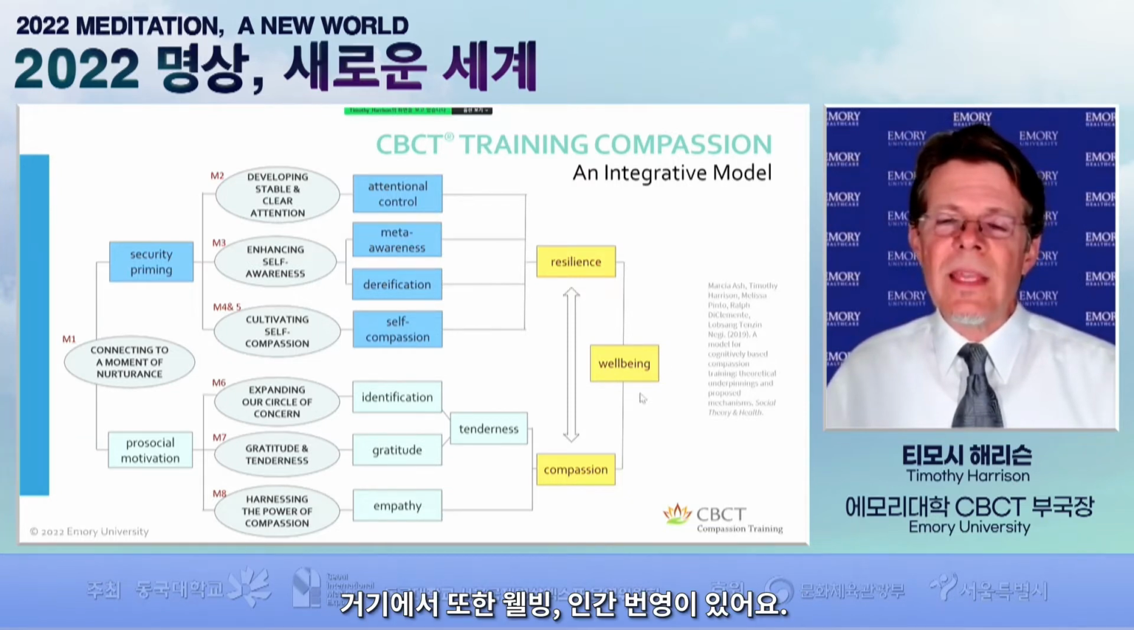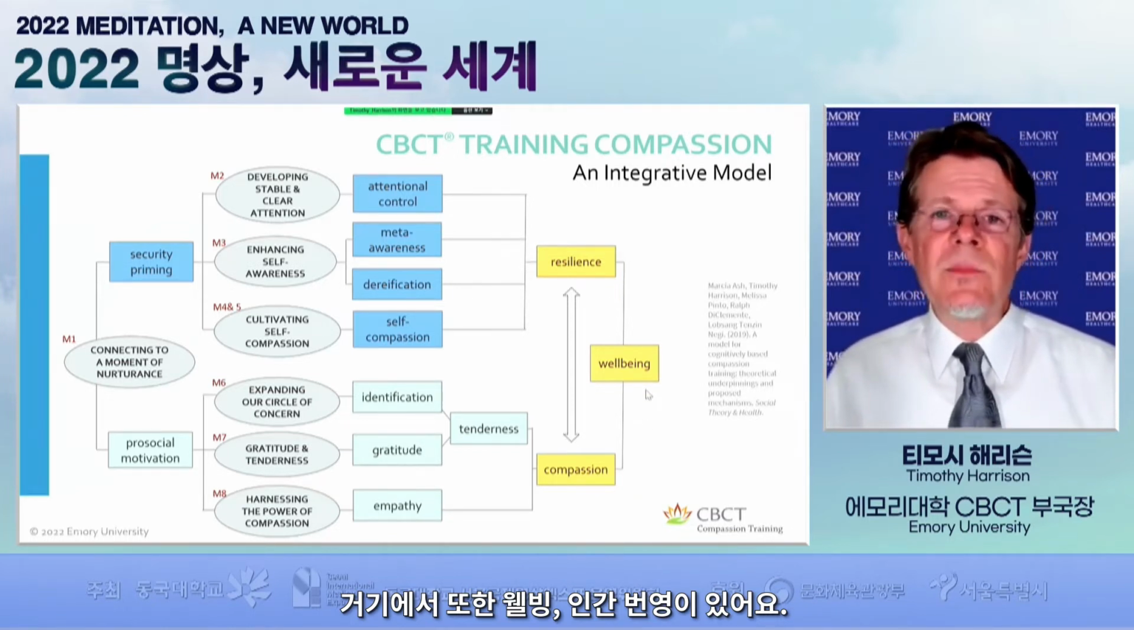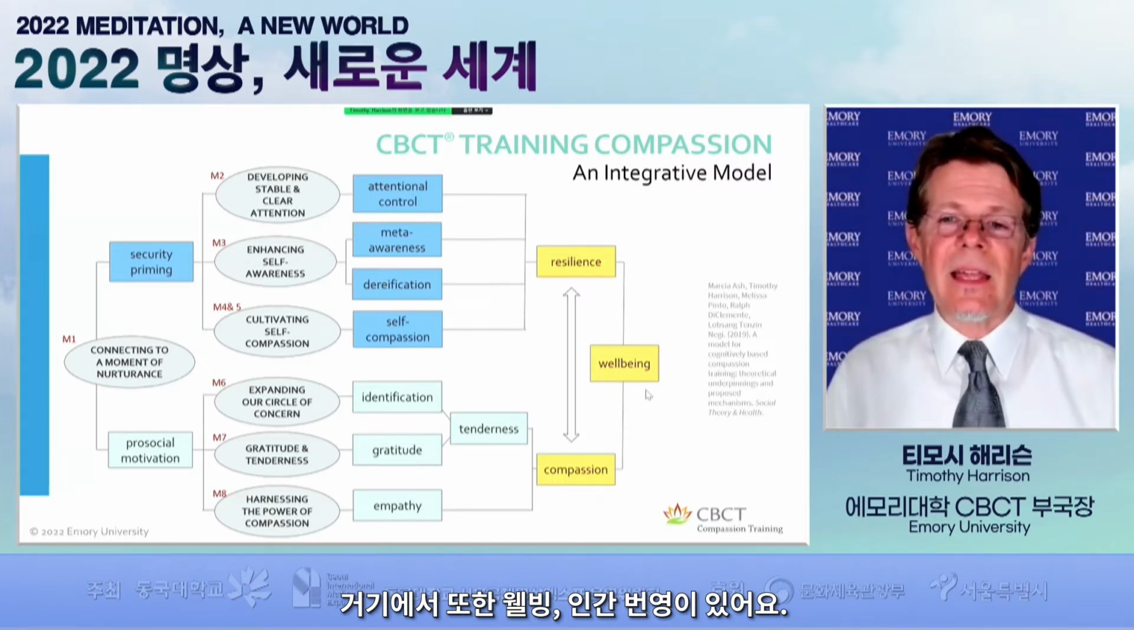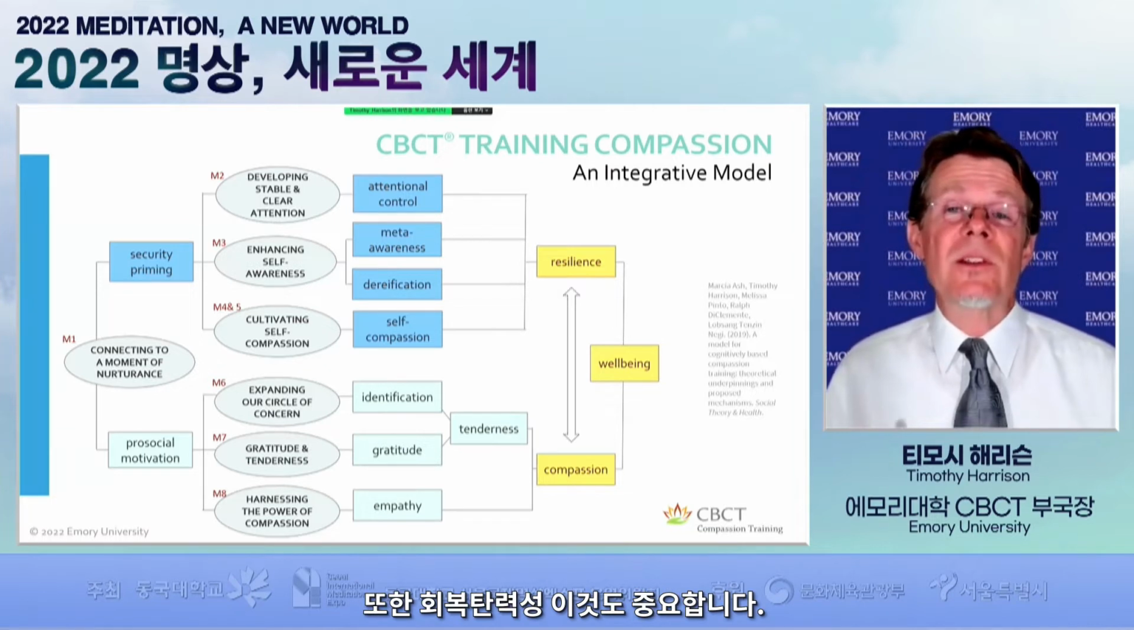Here, you see that you would think compassion would be the primary outcome of CBCT, and in many ways it is, but really it's well-being, it's human flourishing. And that's because there's this insight that compassion is part of our well-being. It's a major contributor to what makes for a happy life.